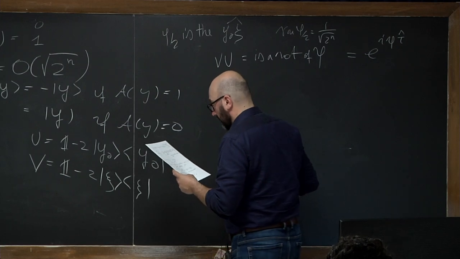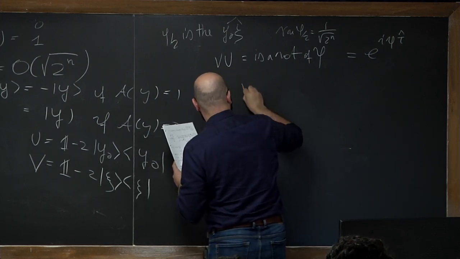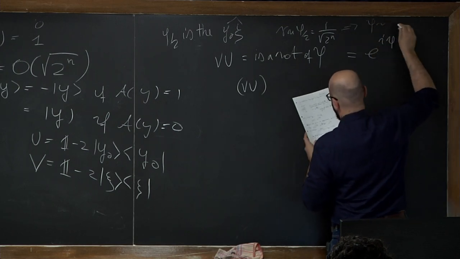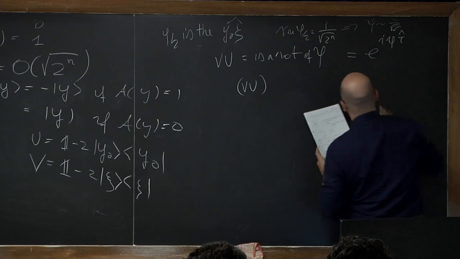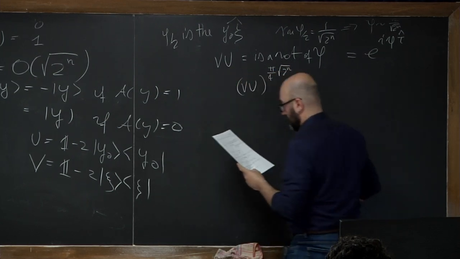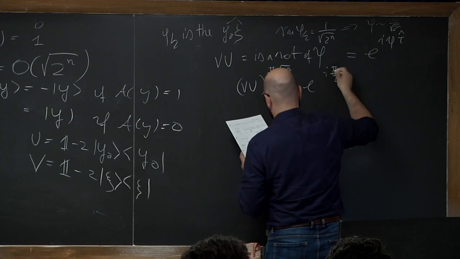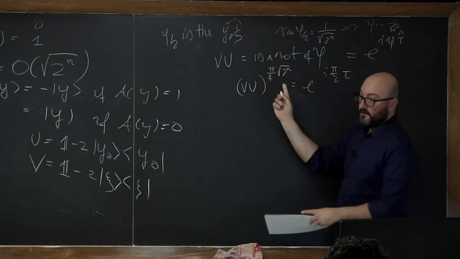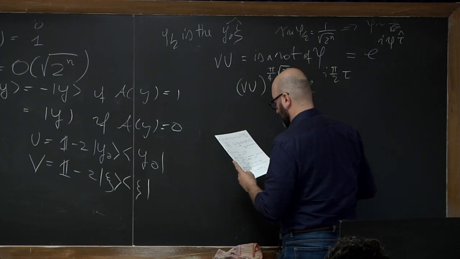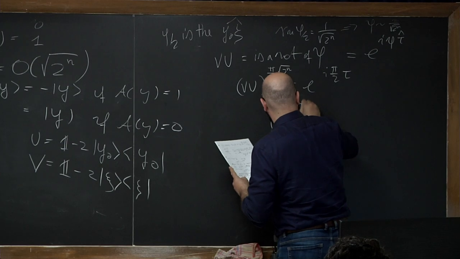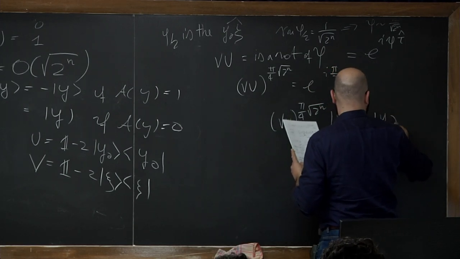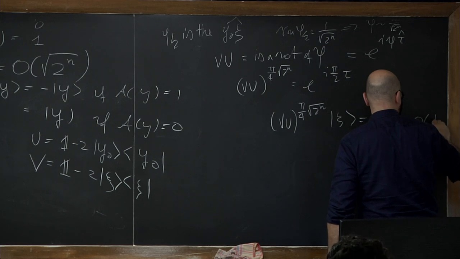And I really have to finish. So phi is 2 divided by square root of 2 to the n. Now VU to the pi fourth times square root of 2 to the n is e to the i pi half tau, which takes xi and sends it to y0. So VU to the pi fourth square root of 2 to the n, applied to xi, is equal to y0 plus an error of 1 over square root.